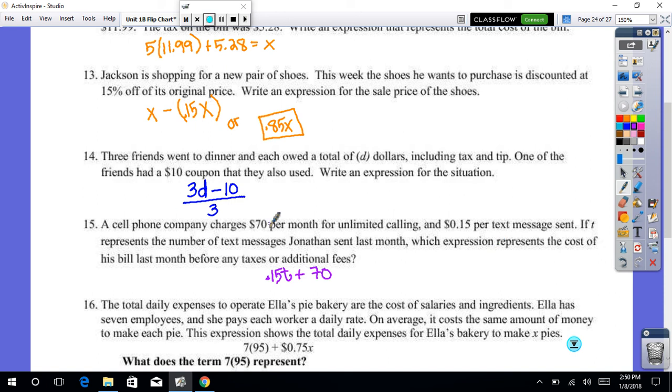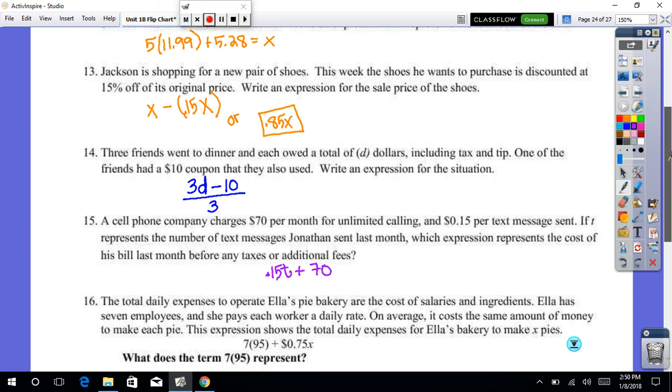Can y'all imagine paying 15 cents a text message? Whew, some of y'all would be broke in 10 minutes.